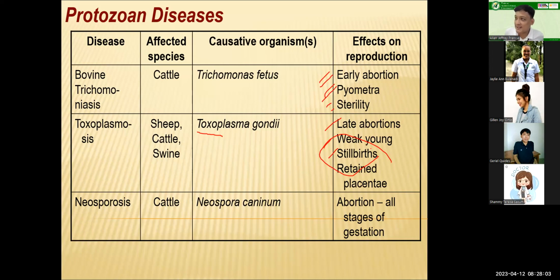Another protozoan disease will be neosporosis. And this one is in cattle. We have Neospora caninum. And of course, abortion in all stages of gestation. Whether it's the first trimester, second trimester, or third trimester, it will abort.